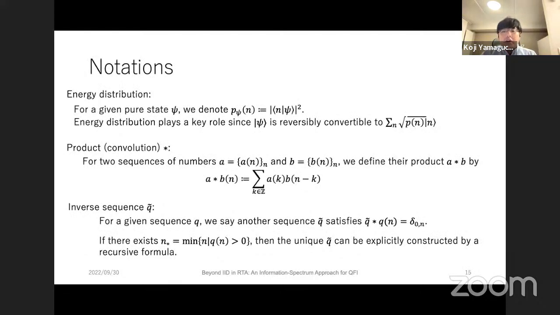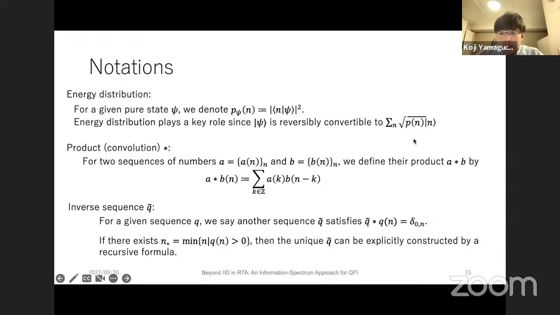Here, for later convenience, we introduce several notations. First, for a given pure state psi, its energy distribution is denoted by P psi. In the convergence theory, the energy distribution plays a key role since any pure state is reversibly convertible to this state, which implies that the convertibility can be fully characterized by this energy distribution. So I should have written P psi here.